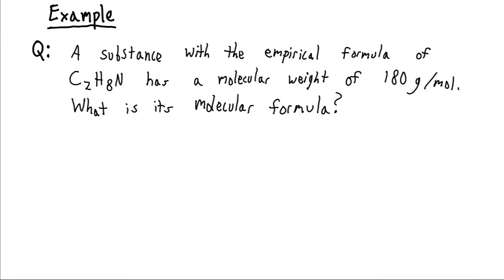For the sake of brevity in this next step, let's assume someone's already done the hard work for us. They figured out the empirical formula of a substance and found it was C2H8N. And we're also able to measure that it had a molecular weight of 180 grams per mole. Now, knowing this information, what is the actual formula for the molecule?